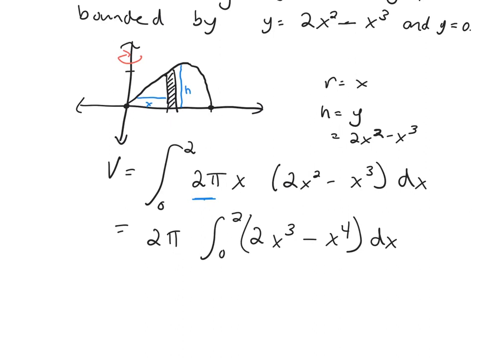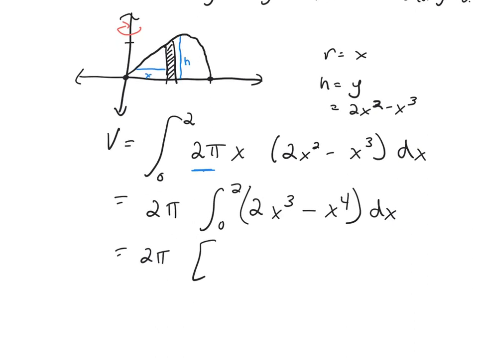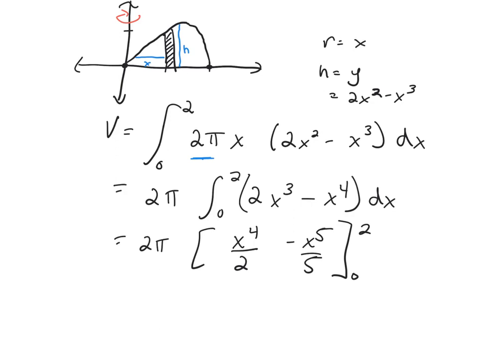You should get 2 pi, what? What happened to the x? I distributed the x, so it became an x cubed and x to the 4th. What's the integral of 2x cubed gonna be? Yep, so x to the 4th over 2 if I simplify my fraction. And then x to the 5th over 5, 0 to 2. Plug in your top number, your bottom number gives you 0, and you'll get 16 pi over 5 when you're done, I think.